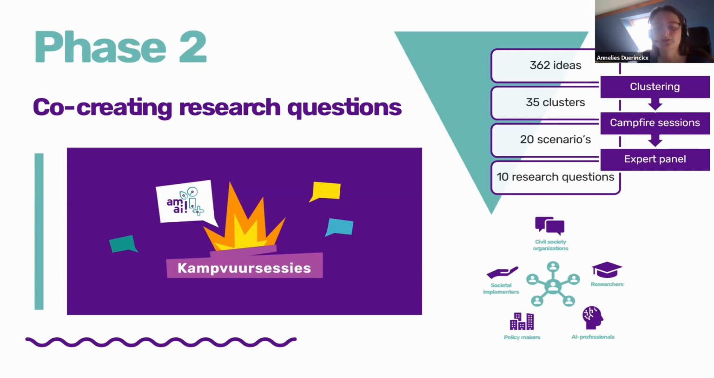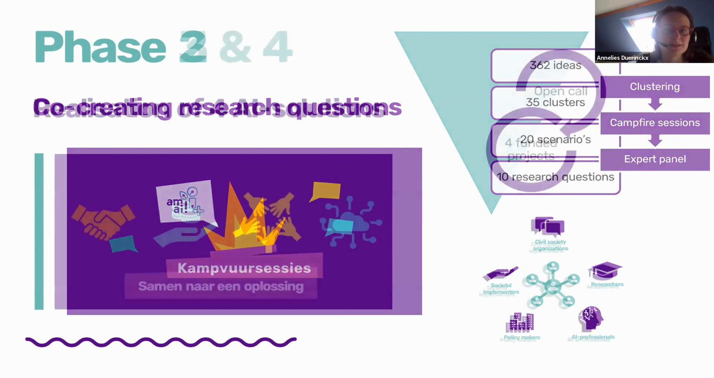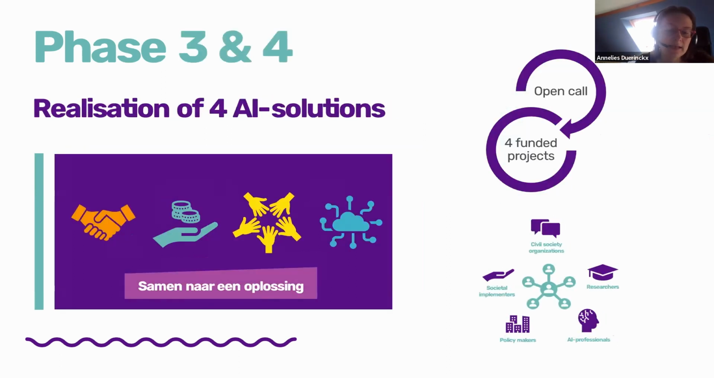So we really try to create this interaction between our different target audiences. And then in the next 2 phases from September on, we will launch an open call to which consortia can submit a proposal to develop an AI solution to one of the issues that came out of these campfire sessions. And in the end, 4 projects will receive funding.